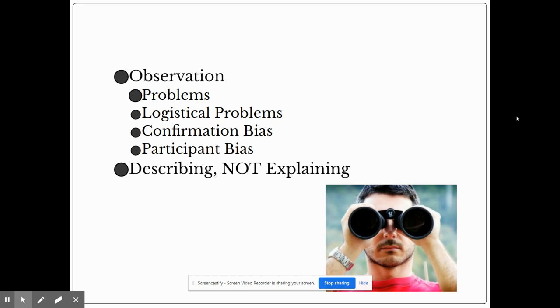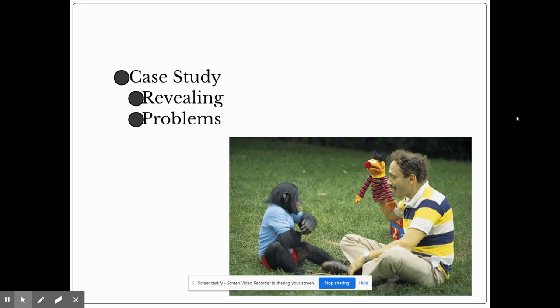Additionally, if the participants in our experiment know that we're watching them, they may act differently because they know that they're being watched. So they may not act naturally, which will then skew the data. Finally, observation is good for describing human behavior, but it does not explain it. Surveys can explain it. And our final one, case studies, can explain it.